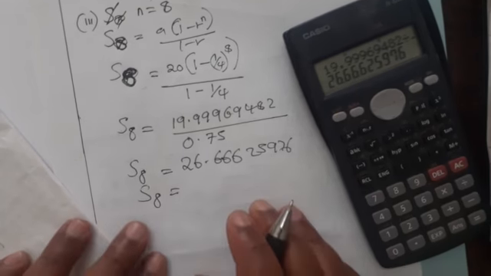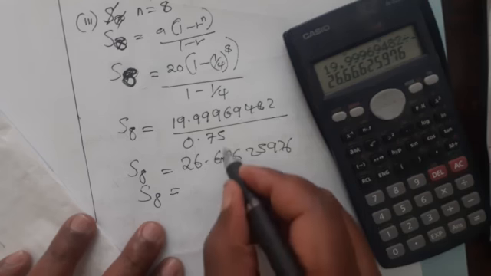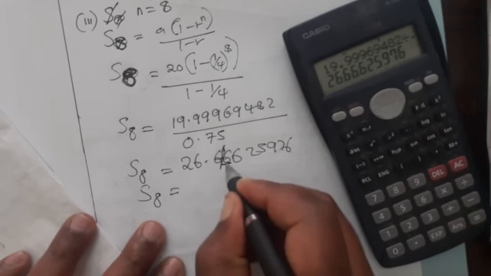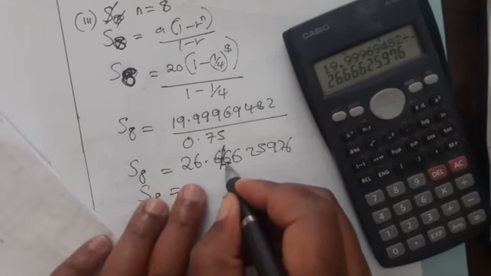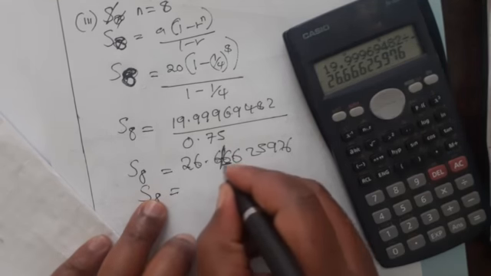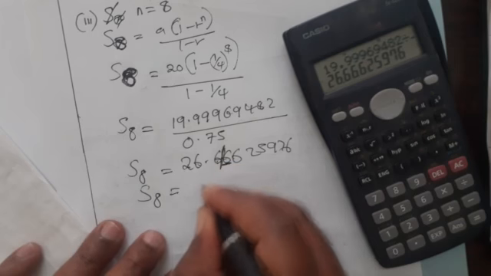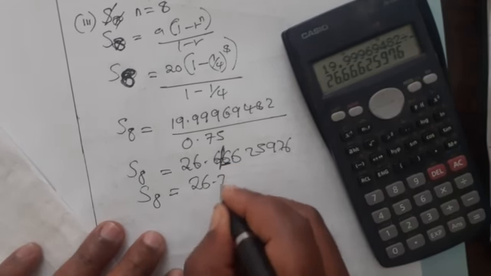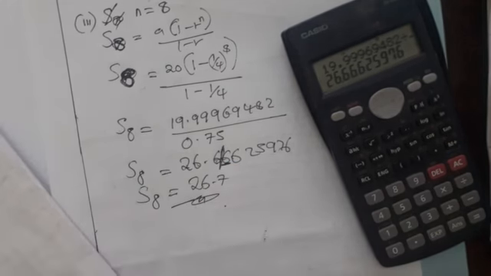You round off these to 3 significant figures. 1, 2, 3. You cut here and consider this one as 1. 1 plus this one is 7. 26.7. This is your answer. Then you are done with part A. You go to part B.